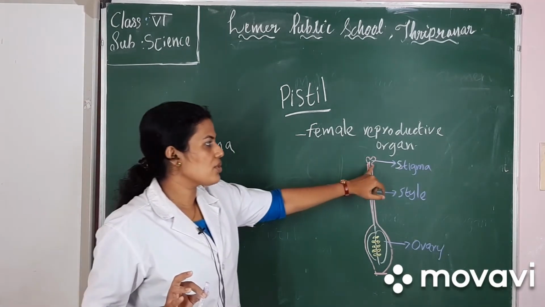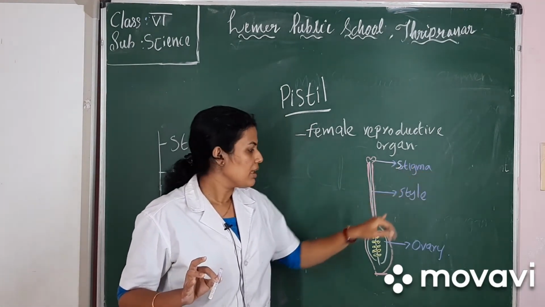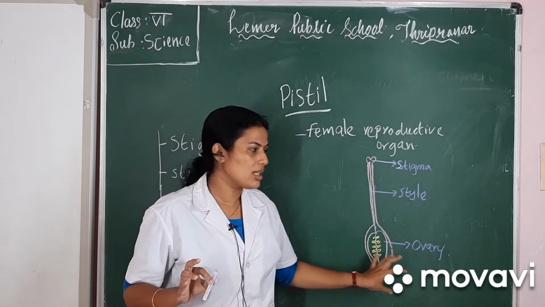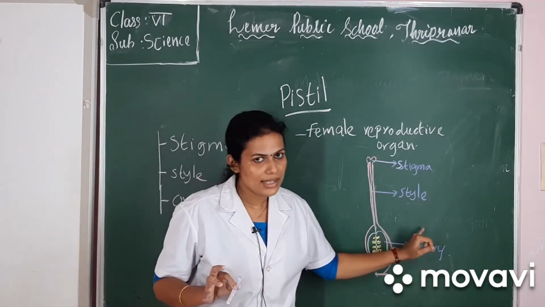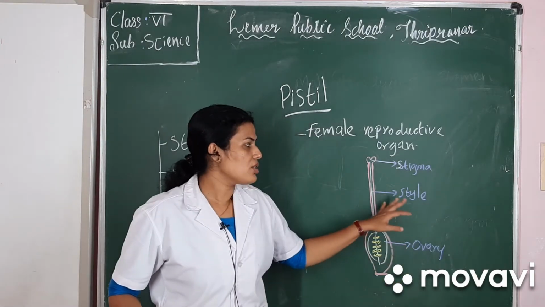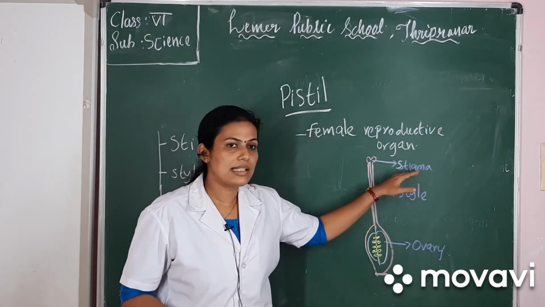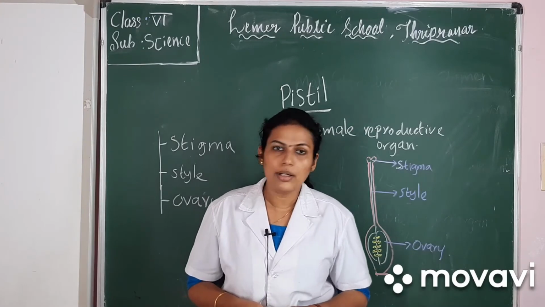The uppermost region of the pistil is called stigma. The lower swollen region is called ovary. And the middle tube-like region is called style. The function of the style is to connect the stigma to the ovary. So these are the four parts of a flower.